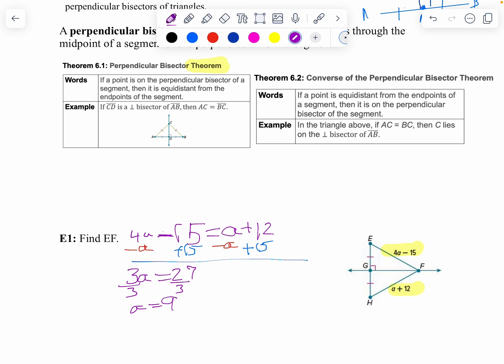Notice I don't want a. I want to know E to F. So E to F is 4a minus 15. So 4 times 9 minus 15, which will be 36 minus 15, which would be, what, 21? And there's our answer.